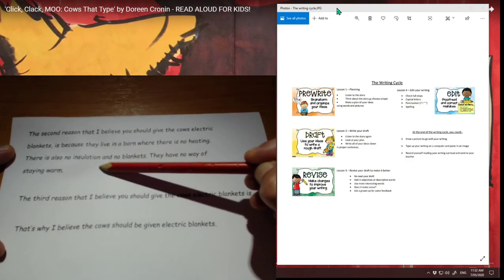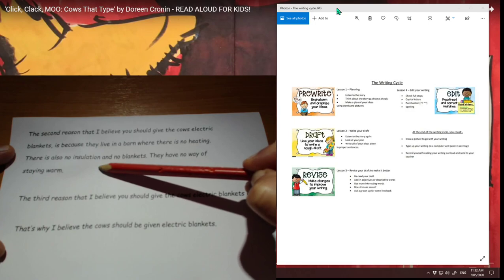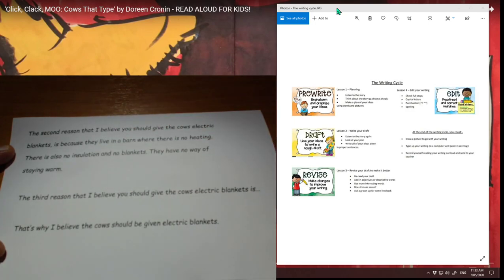there is no insulation and no blankets. They have no way of staying warm. So having no insulation and no blankets means that they will be cold and therefore need electric blankets. So there are my 2 pieces of evidence to support my second reason.